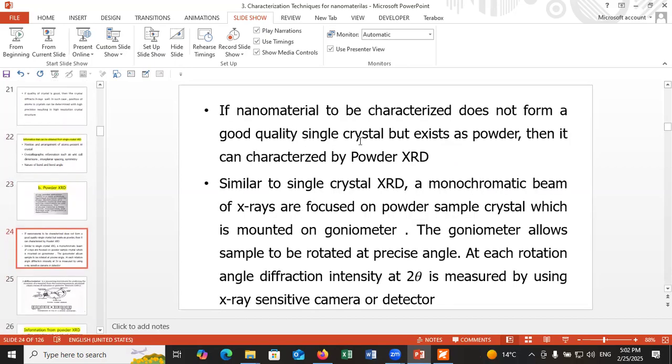If the nanomaterial to be determined does not form a good quality single crystal but exists as a powder, then it can be characterized by powder XRD. Similar to single crystal XRD, a monochromatic beam of X-rays is focused on the powder sample crystals, which is mounted on a goniometer. The goniometer allows the sample to rotate at a precise angle. At each rotation angle, diffraction intensity at 2 theta is measured by using an X-ray sensitive camera or detector.